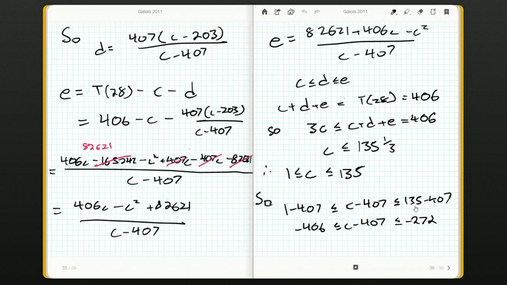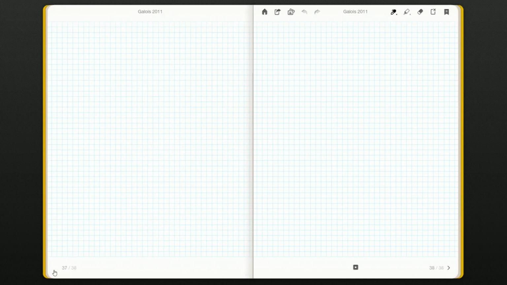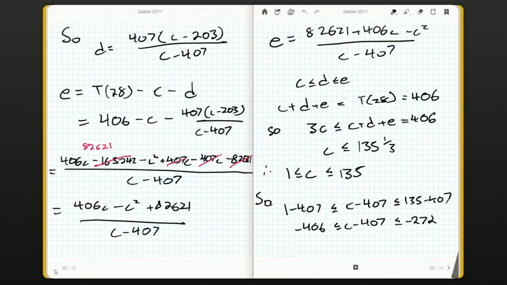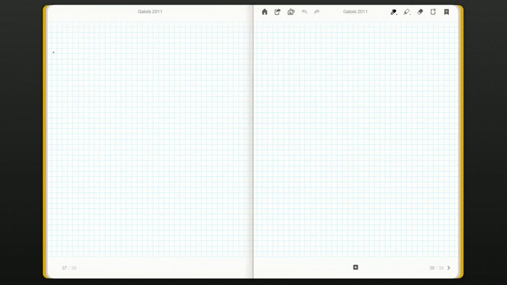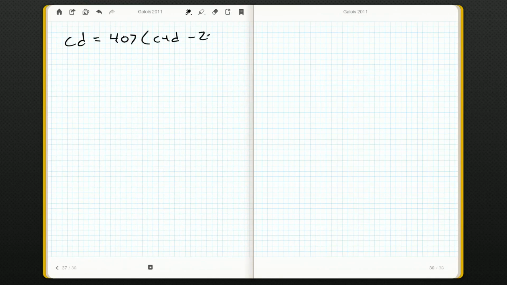Alright, I'm going to refocus my efforts. I'll put this on hold. This might be a dead end. It seems like I'm doing too much work. I want to get back to the original task at hand. So I'm putting that on hold for a moment. I'm just going to take a look at this formula. CD equals 407 times C plus D minus 203. Because I feel like I'm doing too much work. It does require work, but it seems like I'm doing too much work.